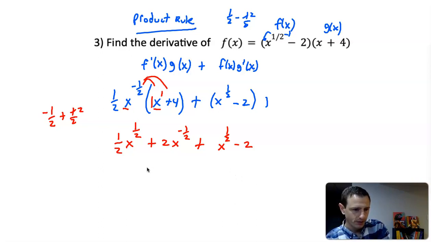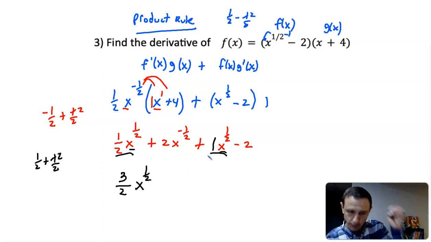Okay, I think we have some like terms here because I have x to the 1/2 and x to the 1/2. So those are going to be like terms, so let's go ahead and combine those together. So we're going to have 1/2 plus 1, 1/2 plus 1 over 2, 2, 3/2. So 3/2 x to the 1/2. So I combined this and this. And then I have this 2x to the negative 1/2. I do not have any terms with x to the negative 1/2.